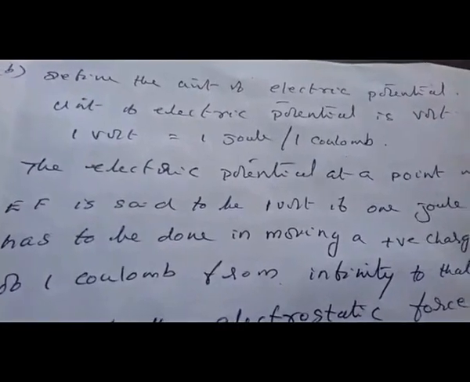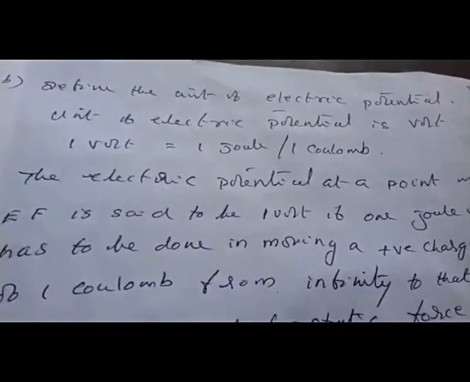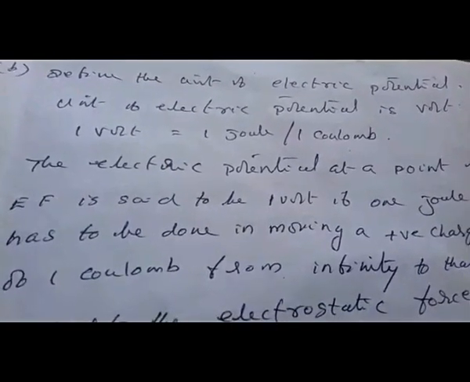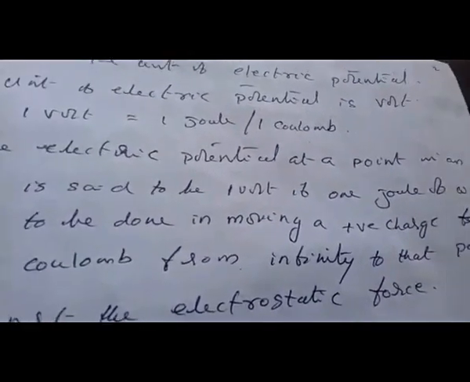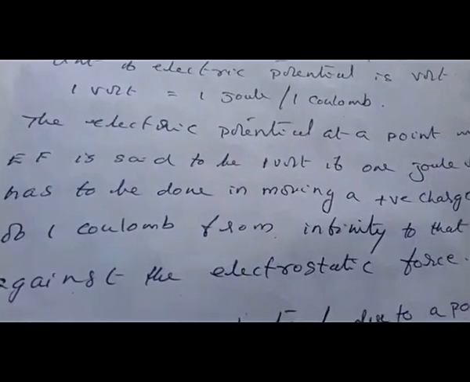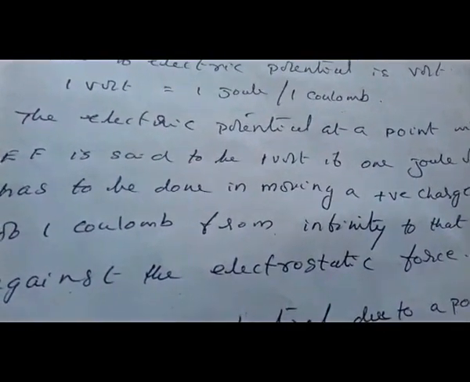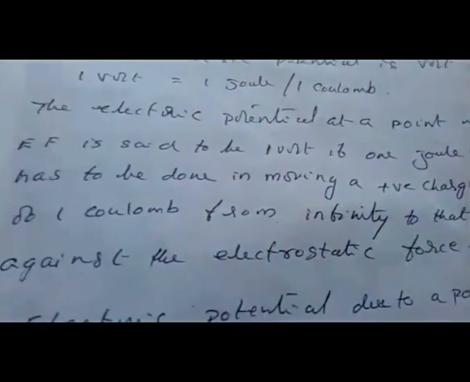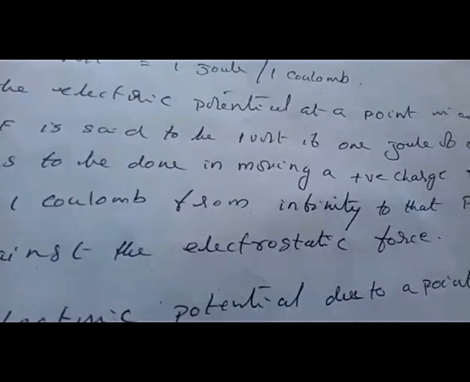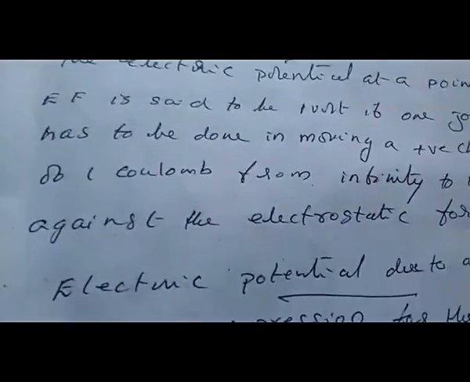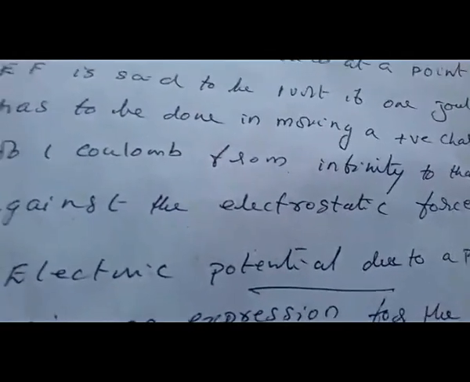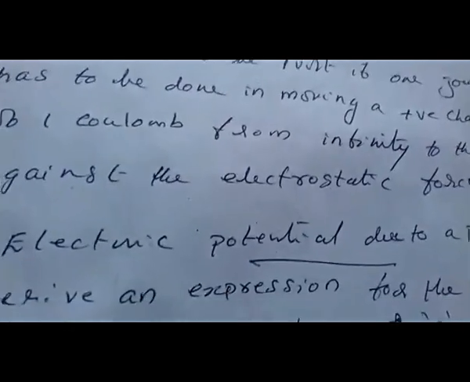Define the unit of electric potential. Unit of electric potential is volt. 1 volt is equal to 1 joule per 1 coulomb. We have to define 1 volt. The electric potential at a point in an electric field is said to be 1 volt if 1 joule of work has to be done in moving a positive charge of 1 coulomb from infinity to that point against the electrostatic force. Now we move to the next topic, electric potential due to a point charge.